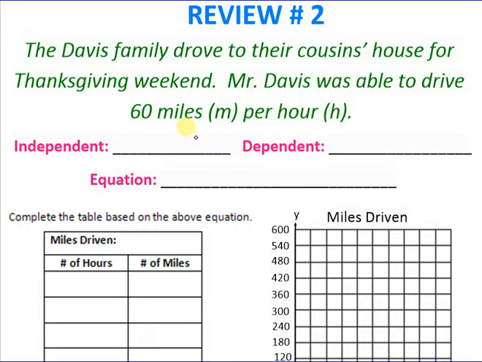I'm sorry. Wait, now I'm getting myself all confused. Mr. Davis was able to drive 60 miles per hour. So the miles are, wait, I have to write my equation down here. Now I got myself all confused. Okay, so the miles are dependent on the hours. Yes, okay, I said that correctly.